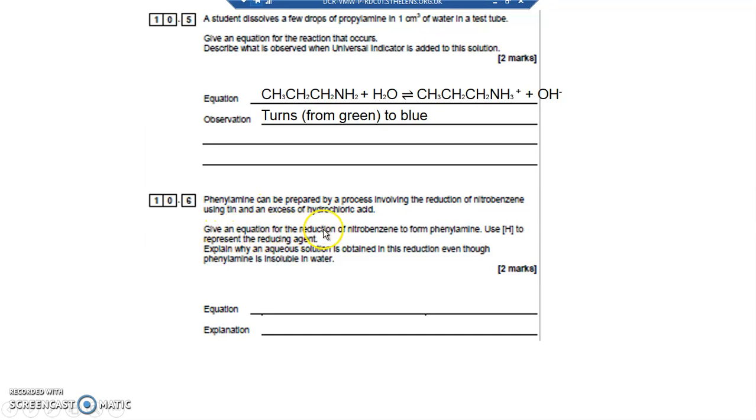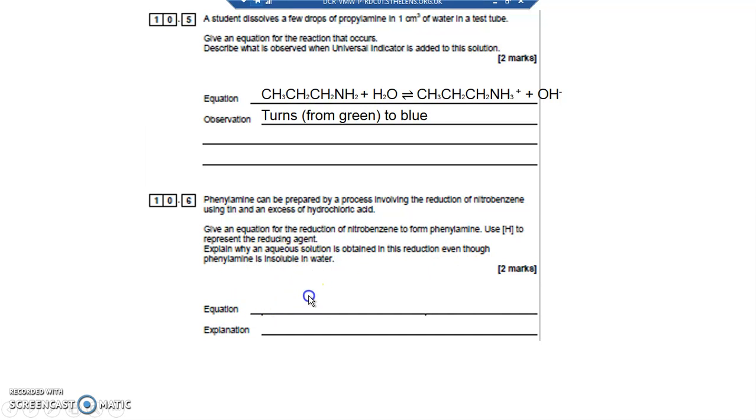Give an equation for the reduction. That means removing the O's off the NO2 group and making NH2s to form phenylamine. Use H square brackets to represent the reducing agent. The reducing agent is the tin and the hydrochloric acid that's removing the O's from the NO2 part of nitrobenzene to make NH2. Explain why an aqueous solution is obtained in this reduction even though phenylamine is insoluble in water.